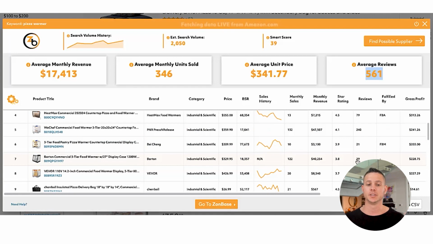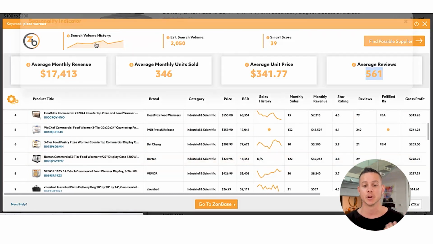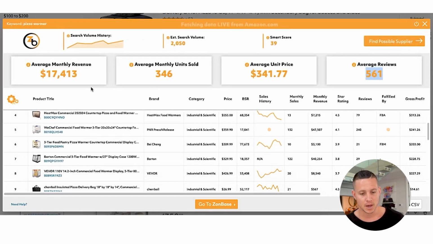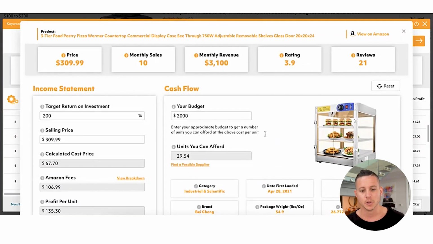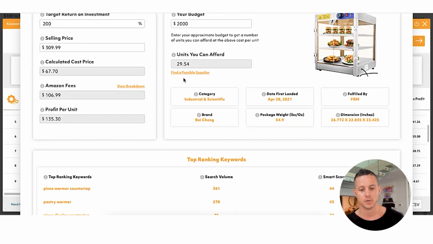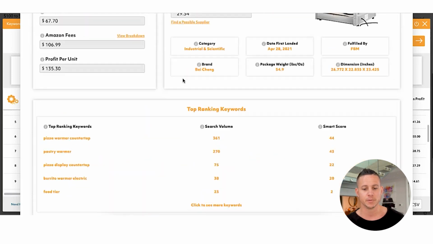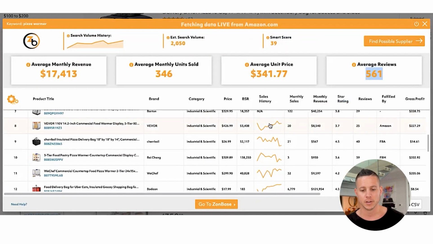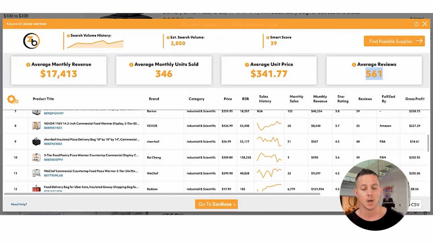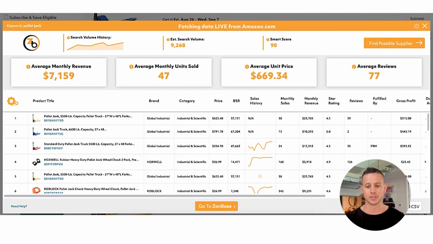So this is 100% a product that I would want to actually look deeper into when it comes to all sorts of things that are actually important related to this product, right? If we wanted to, we can even go in a little bit deeper, look at the sales history. We can get an income statement, where we're targeting how much profit percentage or profit per unit that we're looking for. We can enter our cash flow. We can look at the number of units that we can afford, right? All of these extremely valuable things, all available to you literally at the click of a button here inside of the Zonbase Chrome extension. So Pizza Warmer, definitely one that I would want to actually look deeper into.